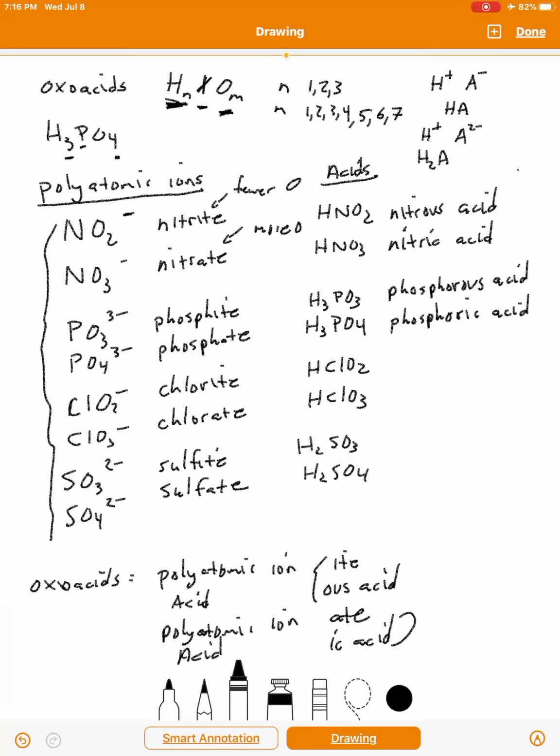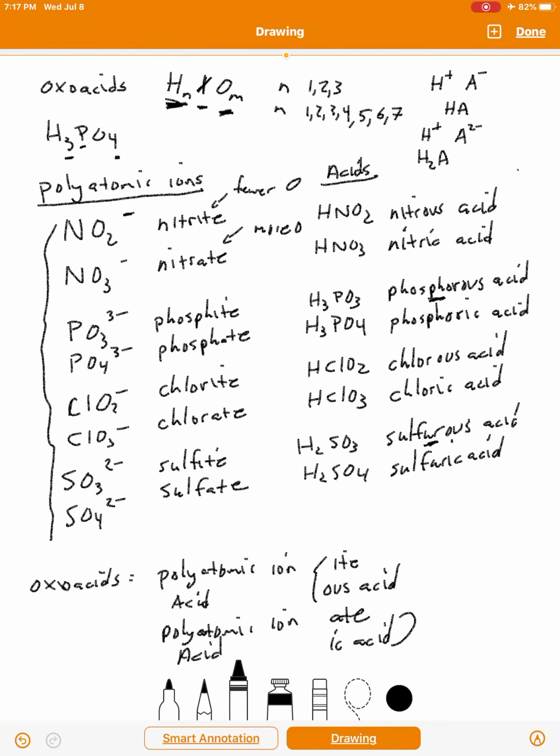Next one, chlorite. Well, ite becomes us acid. So this is chlorous acid. Chlorate becomes chloric acid. Right? Last one. Now this is the one that's going to answer our question for this particular sample problem. Sulfite, sulfurous. Keep that second syllable in just like we did with phosphorus. Sulfate, sulfuric acid.